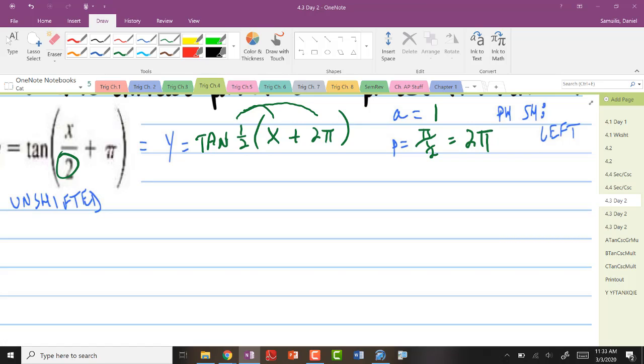What's the phase shift? What's the phase shift? How far left do I have to go?